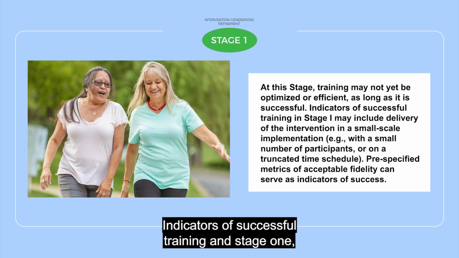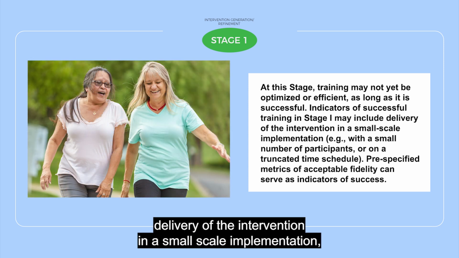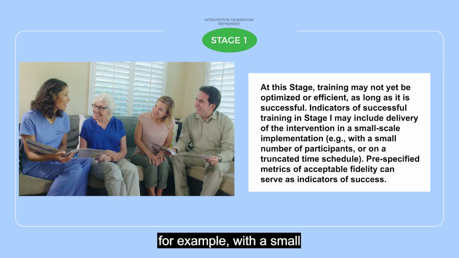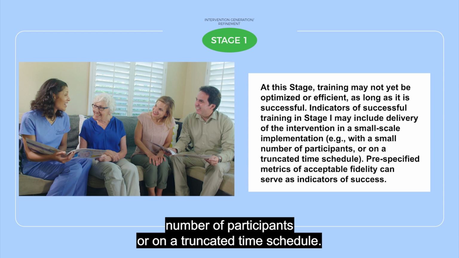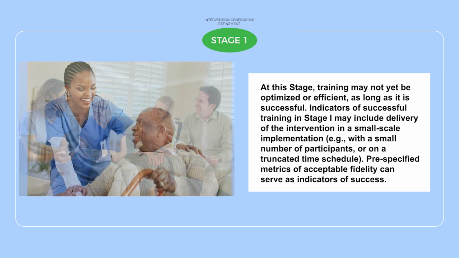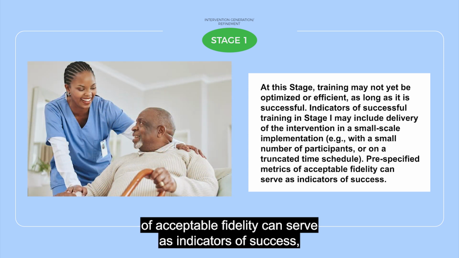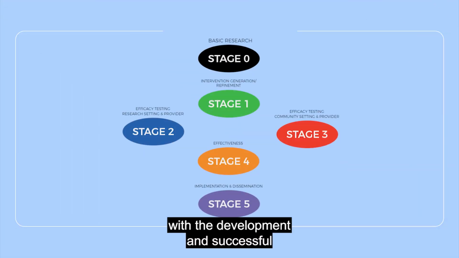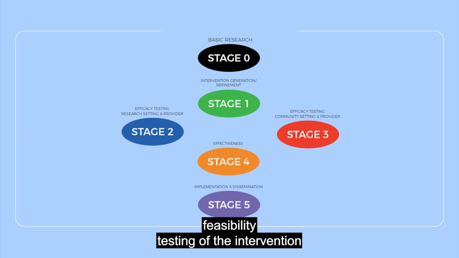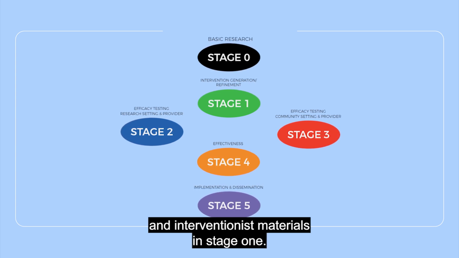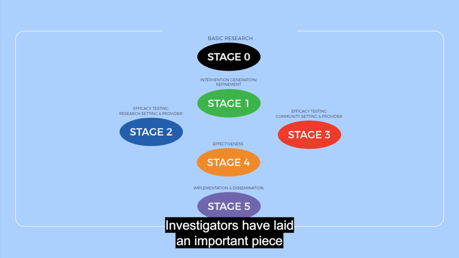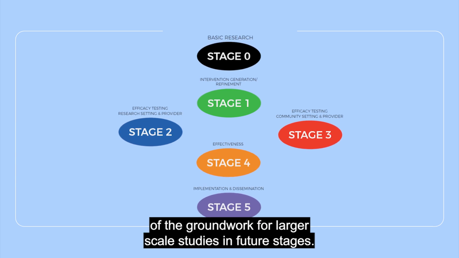Indicators of successful training in Stage 1 may include delivery of the intervention in a small-scale implementation, for example, with a small number of participants or on a truncated time schedule. Pre-specified metrics of acceptable fidelity can serve as indicators of success. With the development and successful feasibility testing of the intervention and interventionist materials in Stage 1, investigators have laid an important piece of the groundwork for larger-scale studies in future stages.